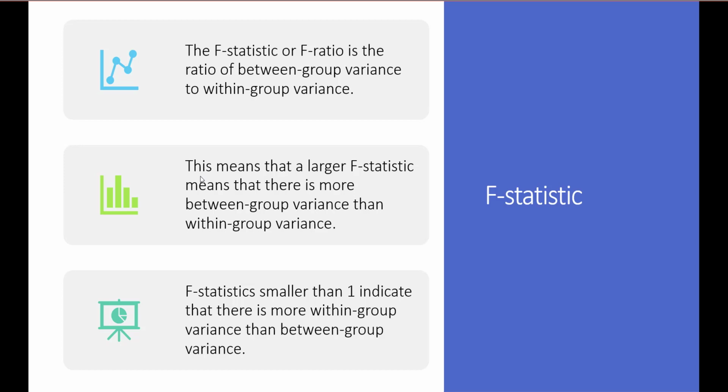And we're always going to measure our F statistic as 0 or higher, but what we understand is that if our F statistic is less than 1, then we have more within group variance than between group variance, meaning there's more variation within each category of the independent variable than there is between the categories of the independent variable. Versus if we have a larger F statistic, it means that there's going to be a lot more variation between each group or each category of our independent variable than is in each category of the independent variable.